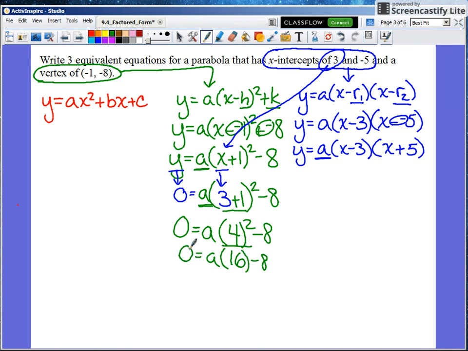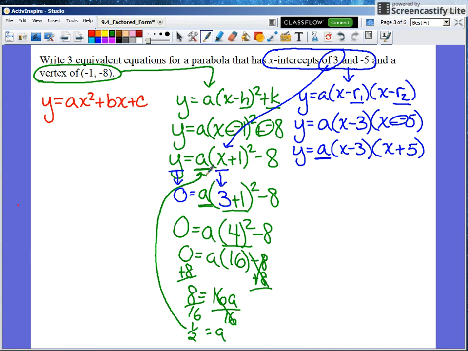Now start solving for a. So add 8 to both sides. 8 equals 16a. Divide by 16 on both sides. A equals 1/2. Now that we know our leading coefficient a equals 1/2, we can substitute that in for a in our vertex equation.